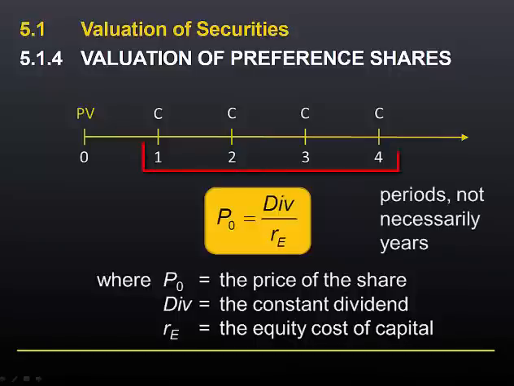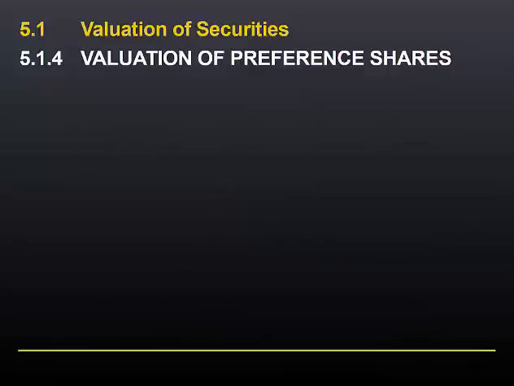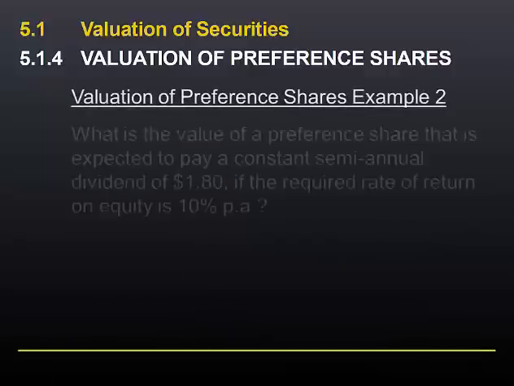These numbers on the number line represent payment periods, not necessarily years. So we need to make sure that we have the dividend that's payable every period and the equity cost of capital that applies to one of those periods. Let's do an example of that.